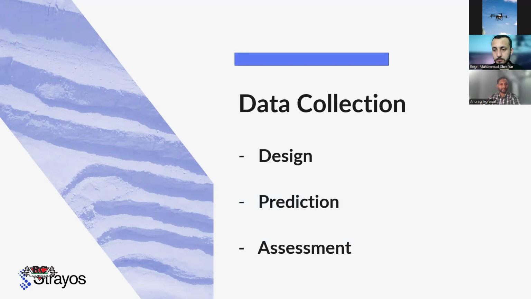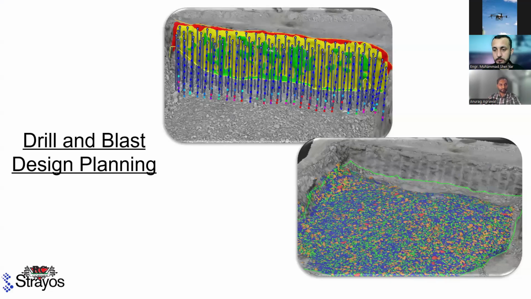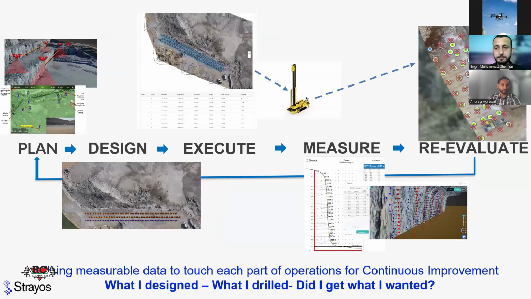So if I talk about the drill and blast design plan, first let's talk about the planning. How can you do it in the Strayos platform? First of all, you have to import all the imagery data through the drone or lidar sensor. You can upload. After that, you can do the rock mass analysis to characterize the rock, and accordingly you can do the drill hole design planning, and you can transfer this whole coordinate location through the GPS into the field.